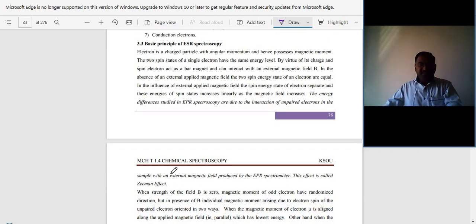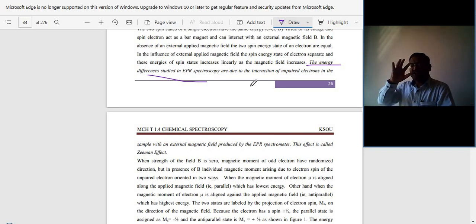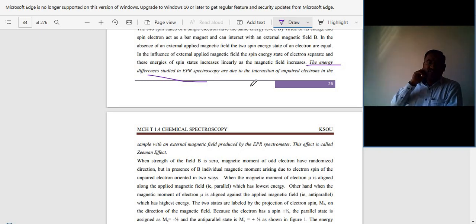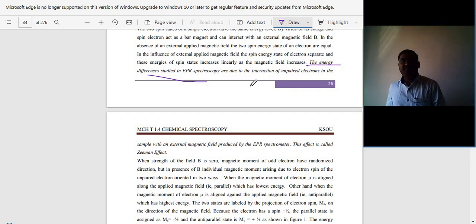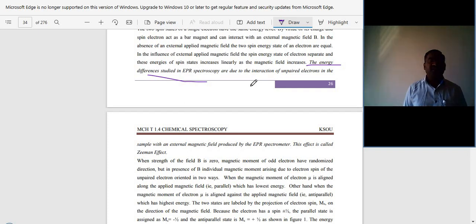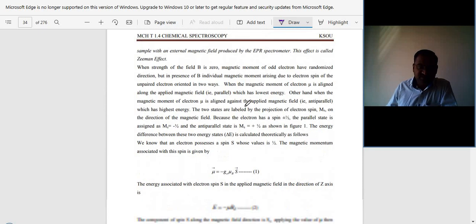What is the basic principle of this ESR spectroscopy? The energy differences studied in ESR spectroscopy are due to the interaction of unpaired electrons in the sample with an external magnetic field produced by the EPR spectrometer. This effect is called the Zeeman effect.